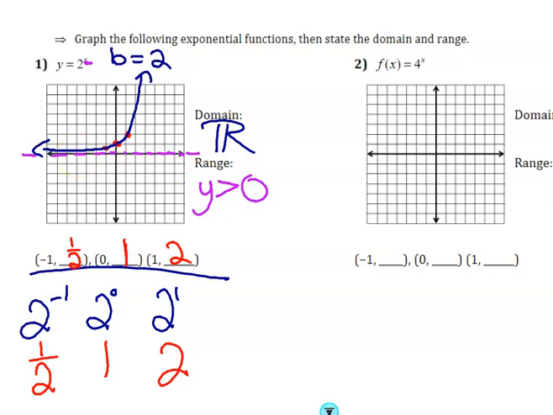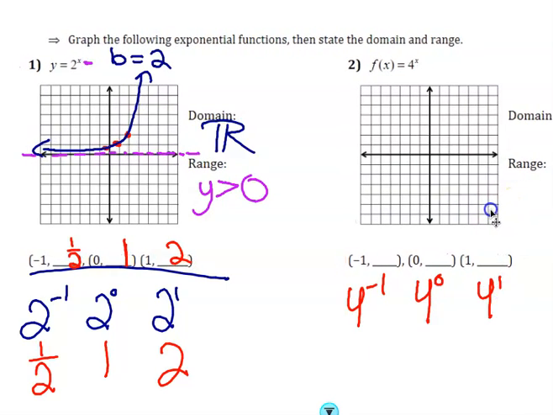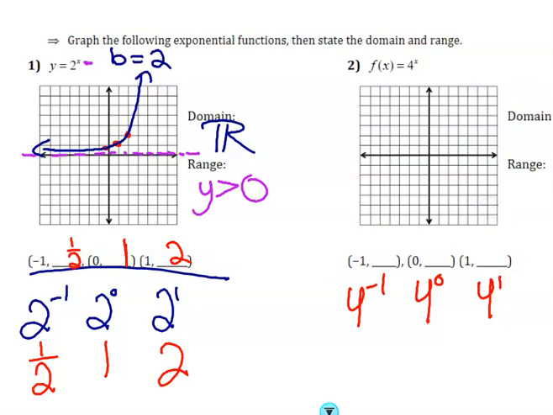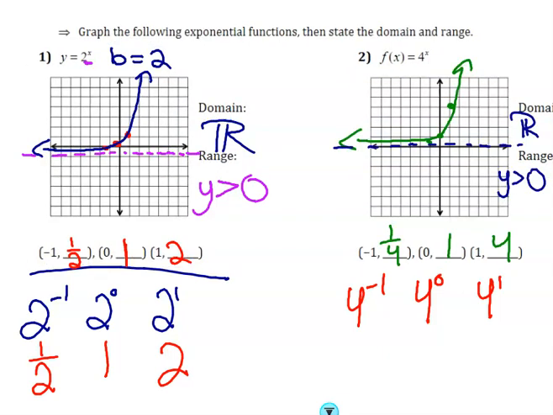I want you to try this one. 4 to the negative 1, 4 to the 0, and 4 to the 1. I want you guys to try that one out. So try those points out, graph it, and see if you can figure out the domain and range. And that's what you should have gotten for number 2. The base is 4.